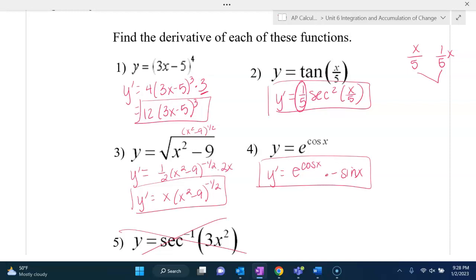In the next one, once again, swung the 1/2, left the inside alone, subtracted 1 from your exponent, and hopefully you remembered to multiply by the derivative of what's inside. And I just reduced that 1/2 and 2, so there's just an x left. Next one. Remember, the derivative of e to the x is always itself times the derivative of its exponent. So itself, and the derivative of cosine is just a negative sign. You can wrap that in parentheses if you want.